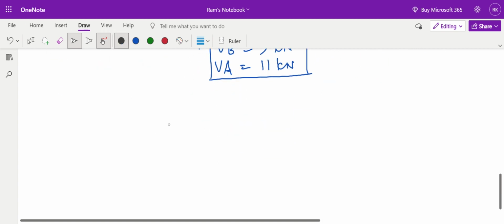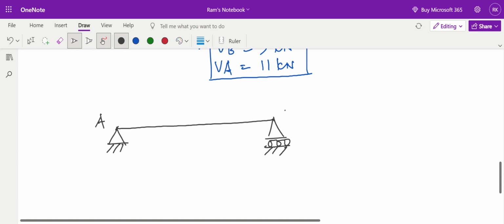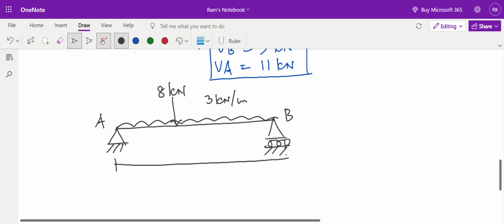I am representing this reaction once again by drawing the diagram of the simply supported beam. I am representing these reactions over here. I have found all the three reactions. At A, two reactions, and at B, one reaction. This is 3 kilonewton per meter UDL, uniformly distributed load, and a point load of 8 kilonewton acting at a distance of 1.5 meter from A and naturally 2.5 meters from B.